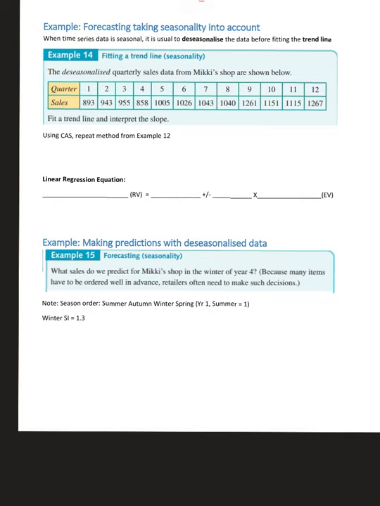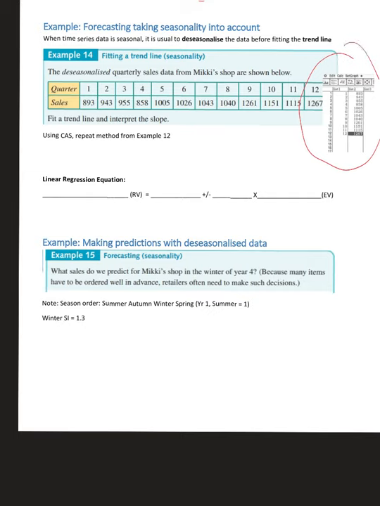For example, the deseasonalised quarterly sales from Mickey's shop are shown below. So we've got quarter 1 to 12 and the sales figures for that shop. Using CAS, repeat the method from example 12. So that would have been one of the ones I did before. So you're going to put all your quarter numbers in, 1 to 12, and the sales in there. All right. So I'm just going to pause the video and do a little screen grab so you can see. Okay, there it is.